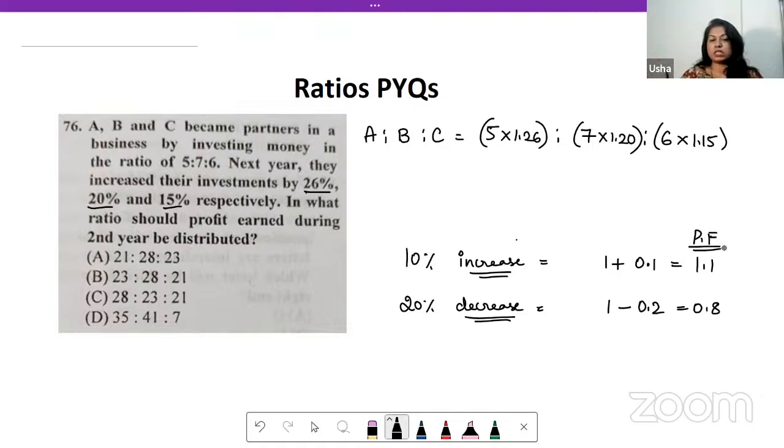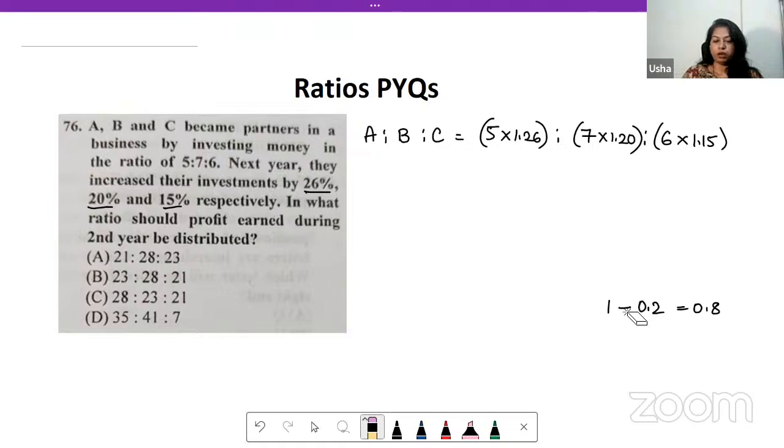I have explained this in detail with a lot of examples in the percentages video. If you have not watched it, you can go to the channel and watch the playlist of PGCET 2024 and you can watch the same. Okay. So here, each person has increased their investment by these percentages. So I have converted these percentages to decimal and added to 1. This person has increased the investment by 26%, this person by 20%, and this person by 15%.